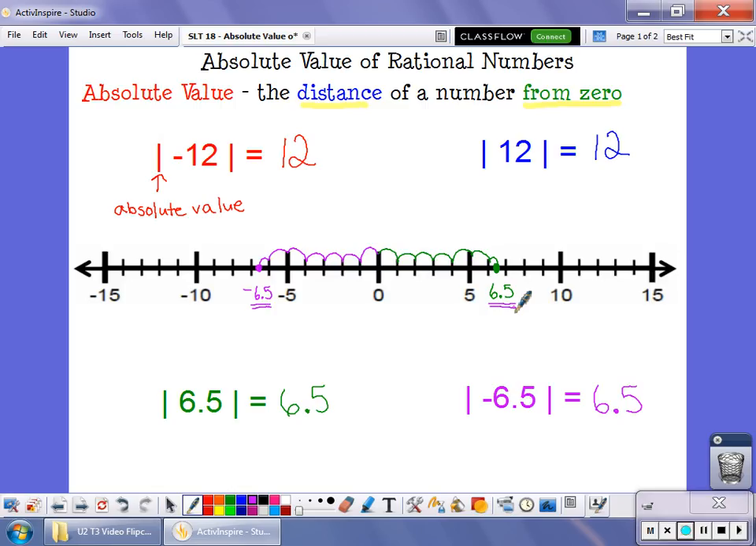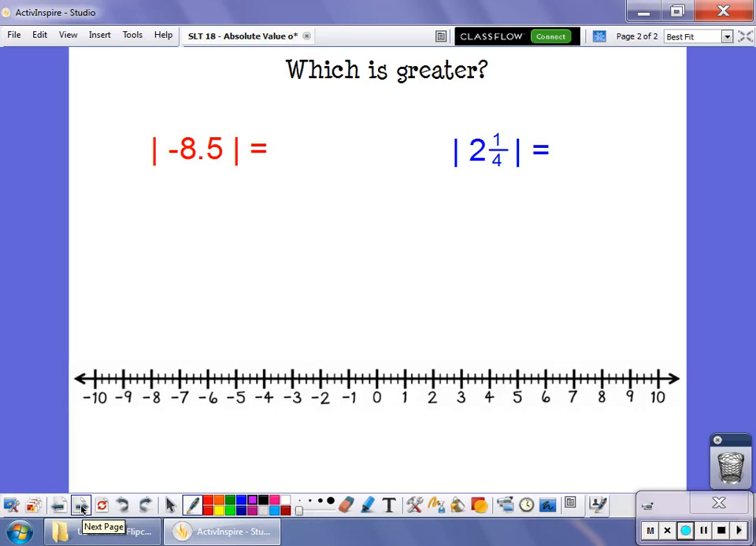Remember when we talked about opposites, we said they have to be the same distance from 0. So numbers that are the opposites of each other have the same absolute value. Now let's look at one more thing. Let's look at comparing these numbers.